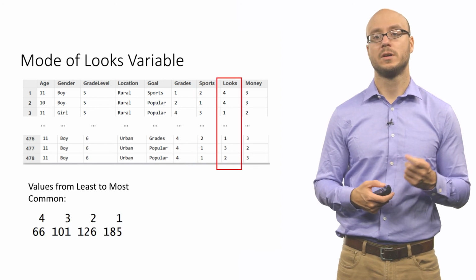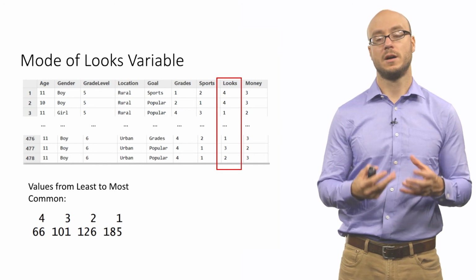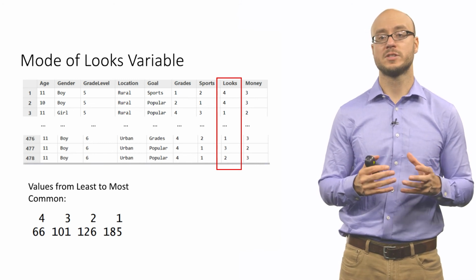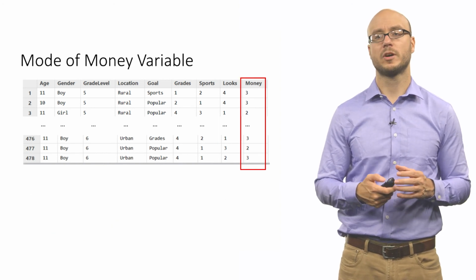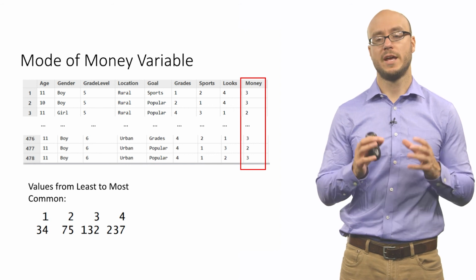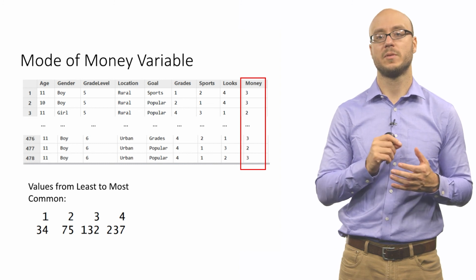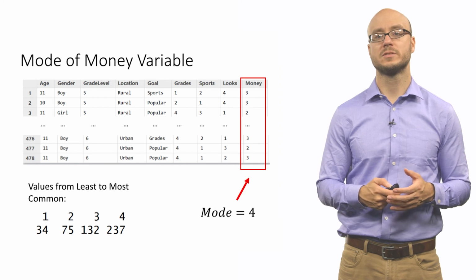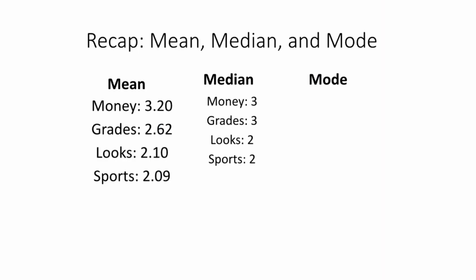For the looks variable, again creating a little table in which we rank the values from least to most common, the most common response is 1. So for the looks variable, 185 students said, if you want to be popular, looks is the most important. And then if we look at that final column for money, calculating the mode by listing the values from least to most common and the corresponding counts, you can see 237 students ranked money as the 4th most important.